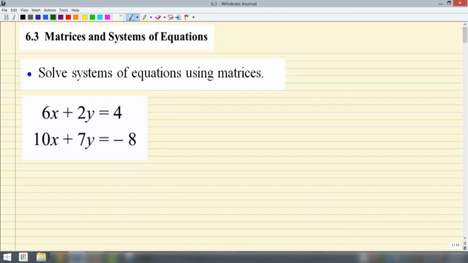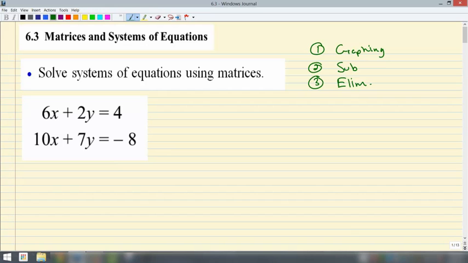All right, this is 6.3, matrices and systems of equations. Yesterday we talked about a system of equations and solving it using three techniques. We said that you could solve a system by graphing it, by the substitution method, and by the elimination method. And we showed you examples of all three of these, and each one has its pros and cons.